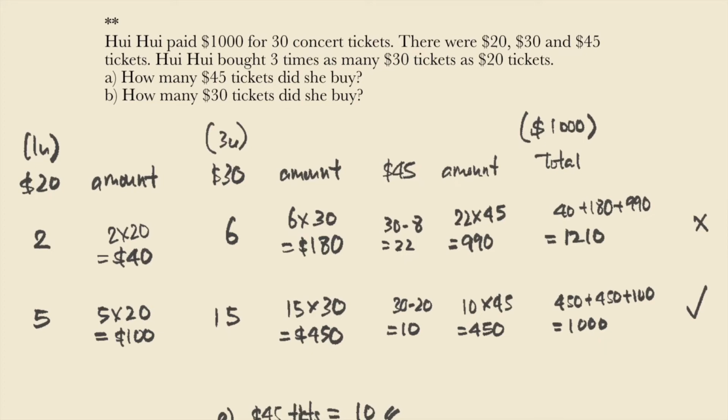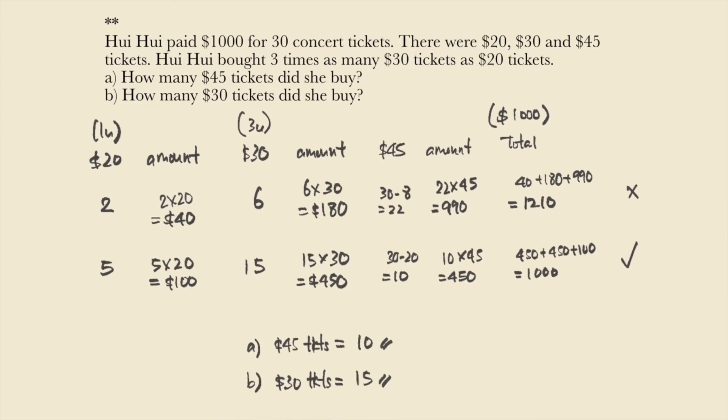So the process here starts with $20 tickets. Multiply by 3, you get the number of $30 tickets. Take a total of 30 minus these two, you get the $45 tickets. And then just check that your cost is $1,000. So in this case, how many $45 tickets are there? It's 10. How many $30 tickets? It's 15.